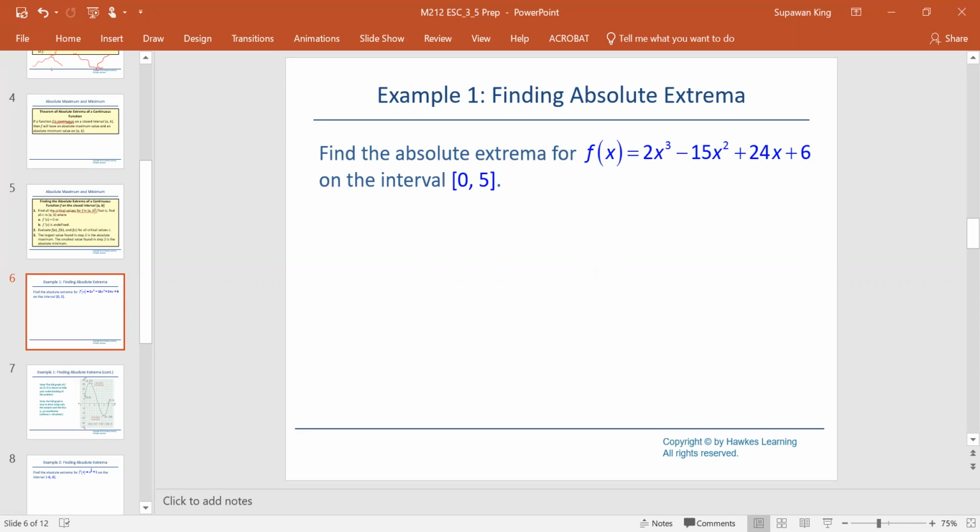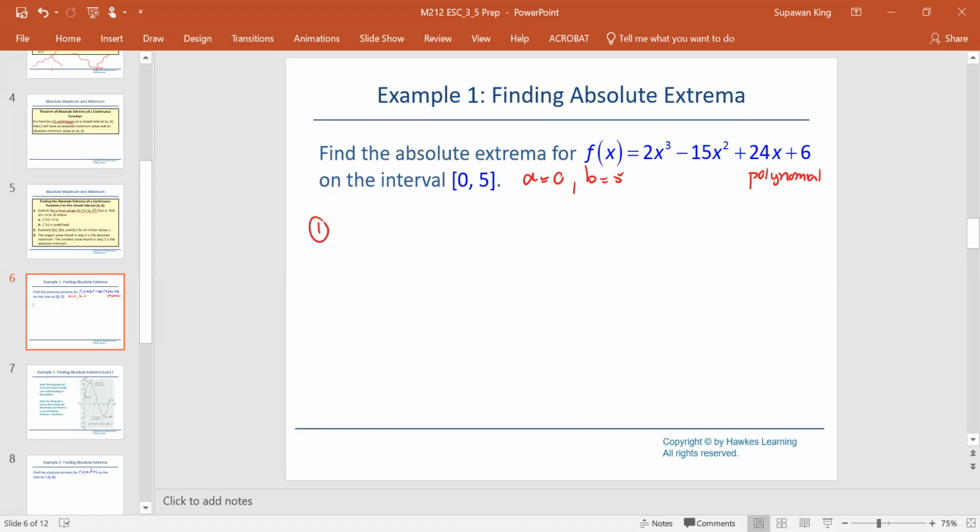Example 1. Find the absolute extrema for the function f(x) = 2x^3 - 15x^2 + 24x + 6 on the interval [0, 5]. In this case, a = 0, b = 5 are the two endpoints of the closed interval. The function is a polynomial, and every polynomial function is continuous. So it satisfies the theorem for the absolute extrema of a continuous function on the closed interval [a, b].